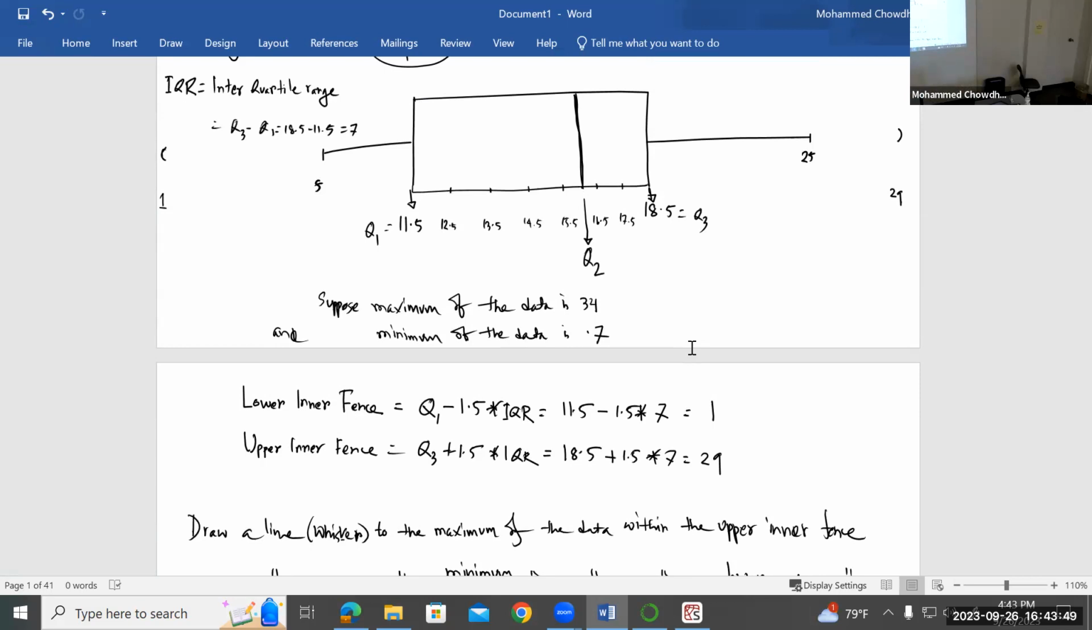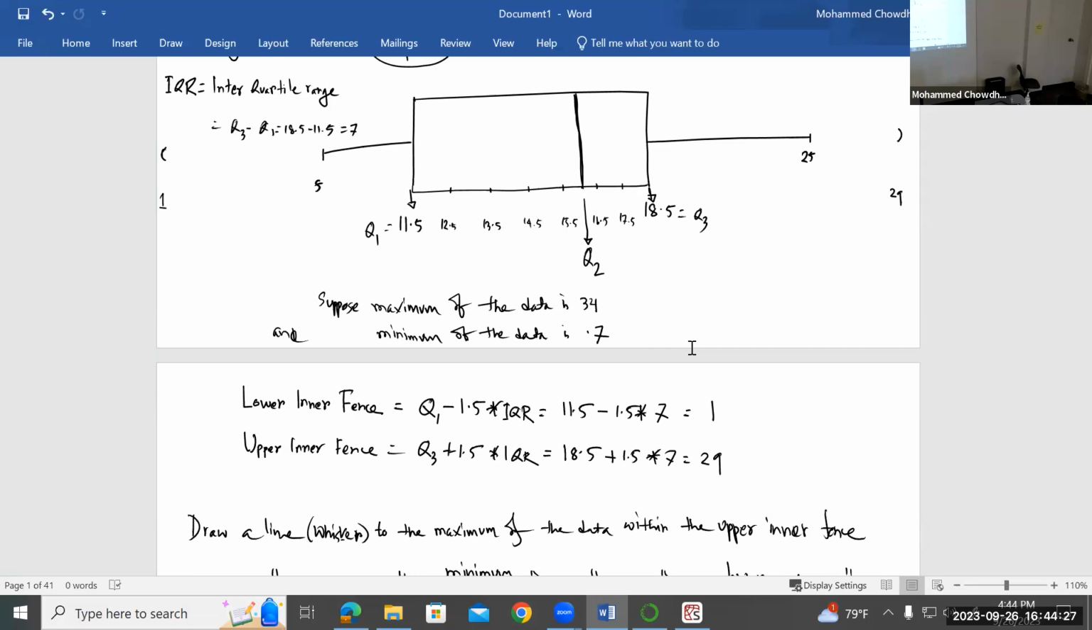Suppose in the data I provided, the minimum is 5 and the maximum is 25. Now suppose in the data the minimum is 0.7 and the maximum is 34. How far can I take my whisker? Up until 1 and 29, yes. Not up until 1 and 29. I have to take it up until 25 and up until 5.